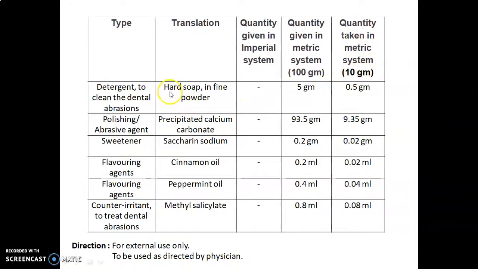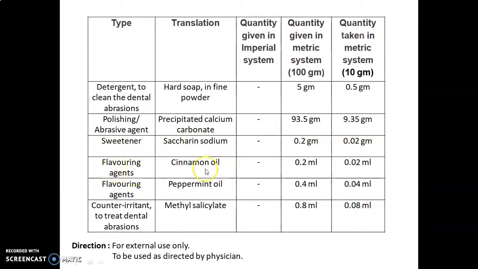So first of all we have hard soap, which is in fine powder, used as a detergent and to clean the dental abrasions. Quantity given should be 5 gram, taken quantity should be 0.5 gram. This quantity should be calculated with the help of the factor. Precipitated calcium carbonate is used as a polishing and abrasive agent. Quantity given should be 98.3 gram, taken quantity should be 9.35 gram. Saccharin sodium, which is used as a sweetener, quantity given is 0.2 gram, taken quantity should be 0.02 gram.